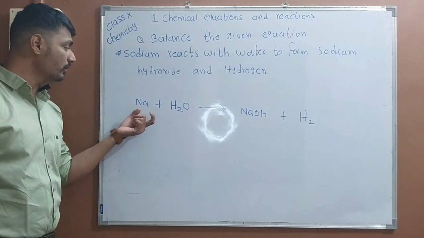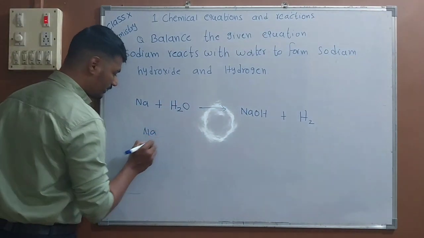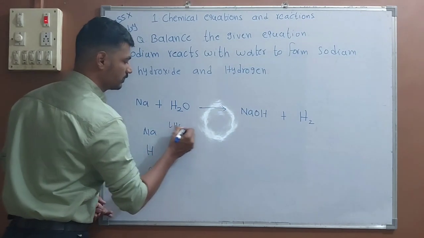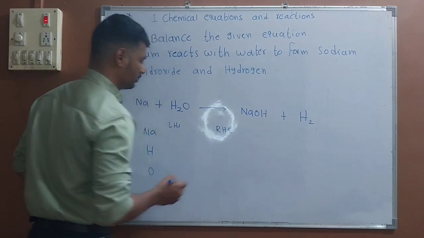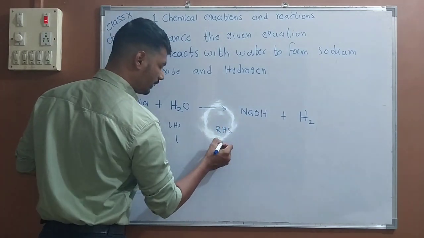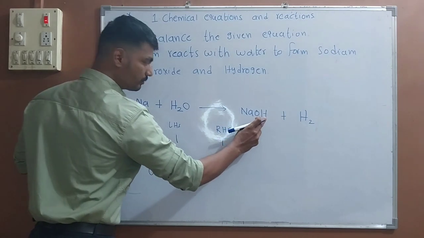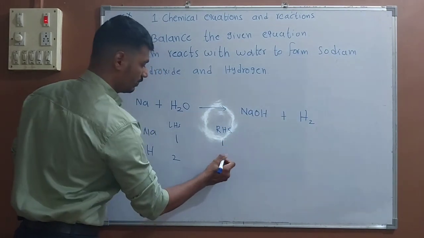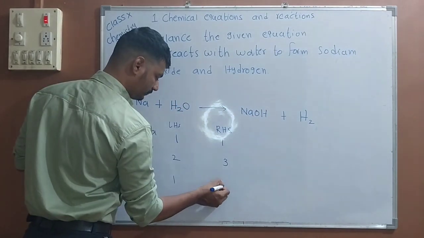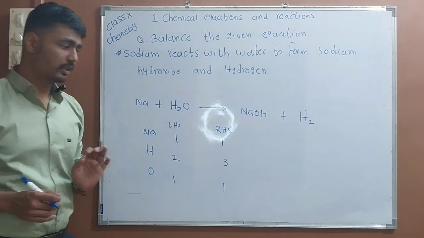Now again I am going to count the sodium atoms, hydrogen atoms and oxygen atoms on both sides. So I am going to write Na, H and O, LHS and RHS. How many sodium atoms on the left hand side? One atom. How many sodium atoms on the right hand side? One atom. How many hydrogen atoms on the left hand side? Two atoms. How many hydrogen atoms on the right? One, two, three atoms. And how many oxygen atoms? One atom, one atom. So this is the LHS and RHS we have written.